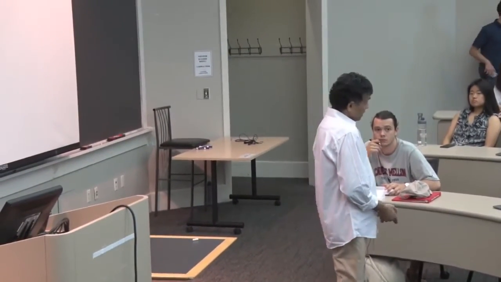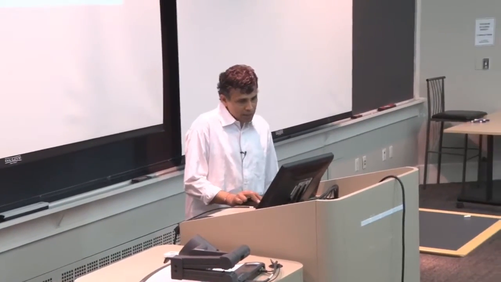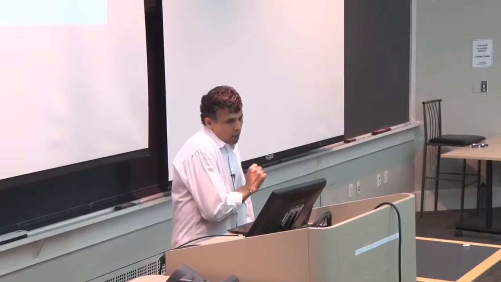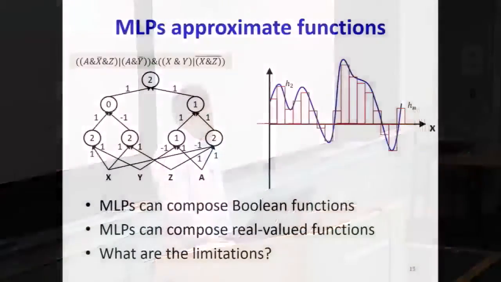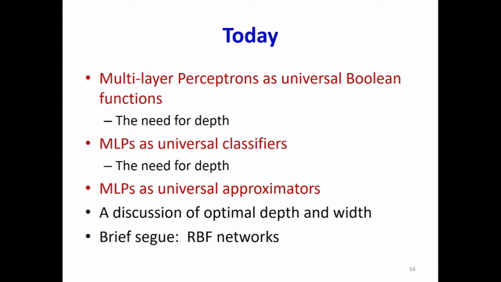We saw it could compute categorical outputs over real valued inputs. And we saw it could compute real valued outputs over real valued inputs, pretty much the entire class of functions that you would use in your day-to-day life, right? So we saw multi-layer perceptrons can approximate any functions. They can compose Boolean functions. They can compose real valued functions. And what were the limitations? There really weren't many, right? Because they could compute pretty much any Boolean function and any real valued function. So today we're going to pick up from this point.